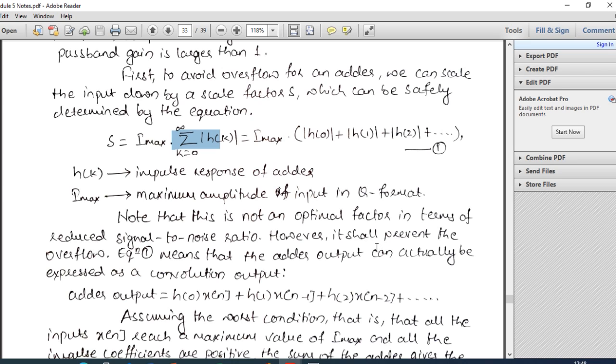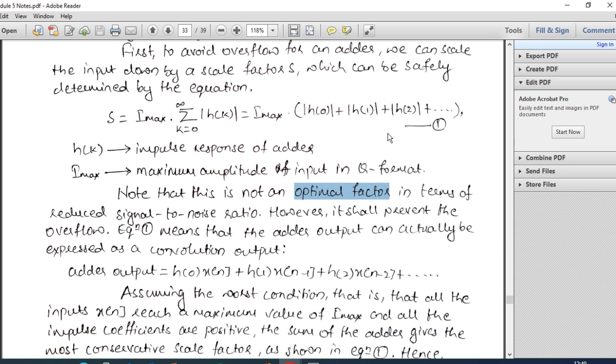But still this is not an optimal factor in terms of improving the signal to noise ratio, that is the S by N ratio, because the output which we obtain should be clear information. Whatever input you have sent, you should get at the output side. But there is still some noise present at the output, even though we have filtered. However, we can still prevent the overflow using equation 1, though the output is not much clearer.